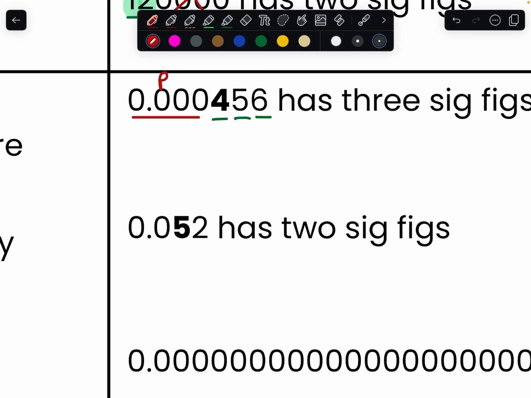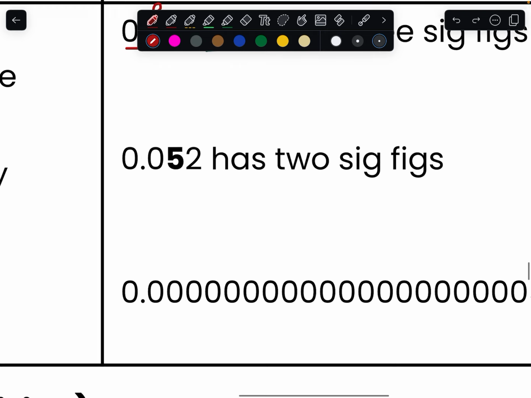They are not right zeros. Even though they are to the right of this decimal, they are not to the right of a sig fig because this 0 is not significant. So in order to be a right 0, you have to be both to the right of a decimal and to the right of a significant figure.